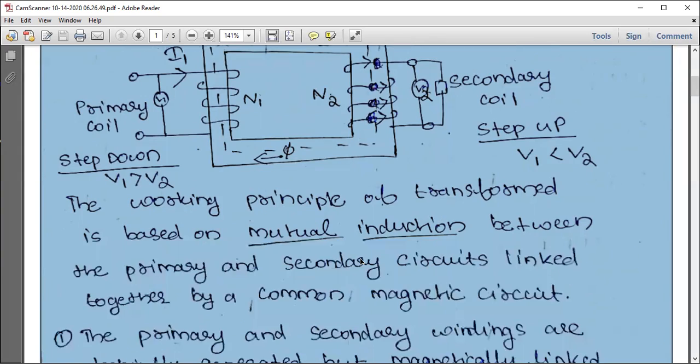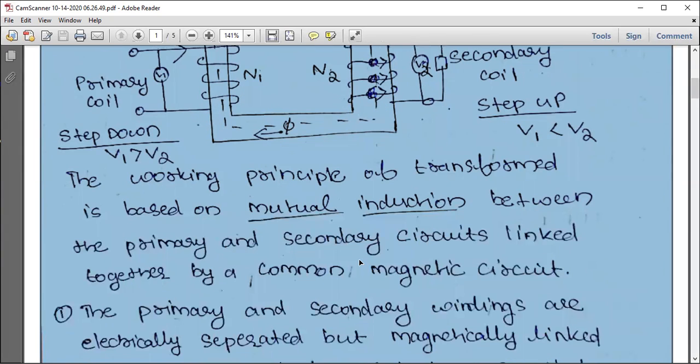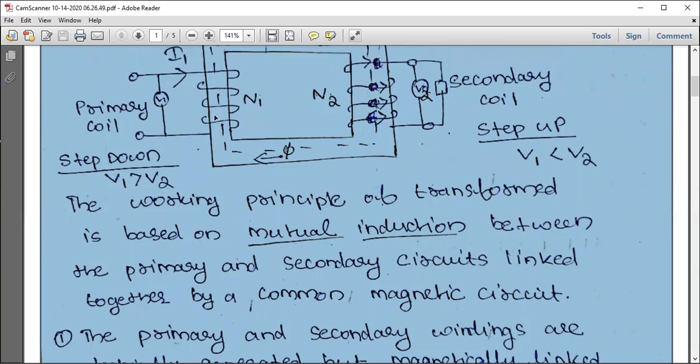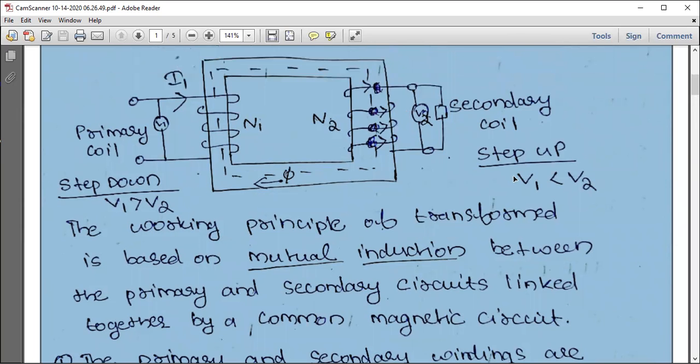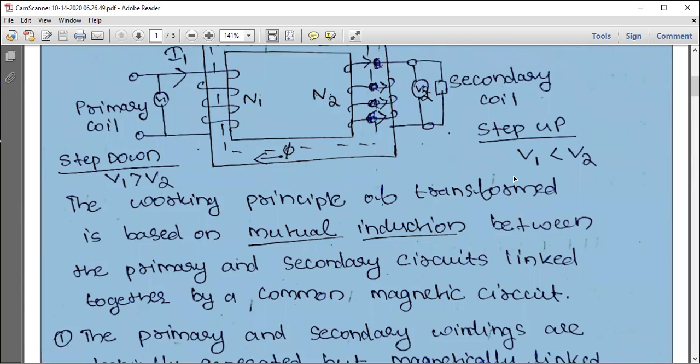So now we can say that the working principle of a transformer is based on mutual induction between the primary and the secondary circuits linked together by a common magnetic circuit. Sorry, this is transformer, not transformed. So this is the primary, and this is the secondary, and they have a common magnetic circuit in between. I already explained that in the last class. So mutual induction is happening here.